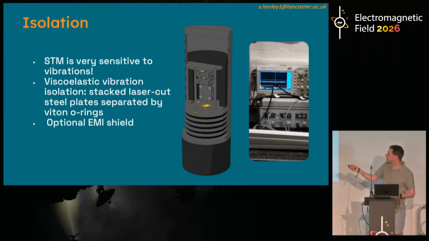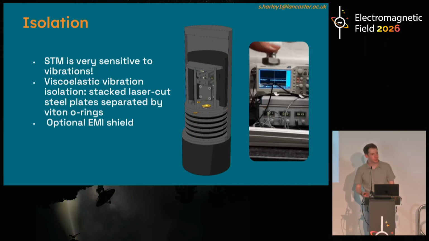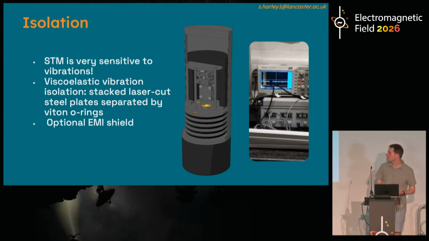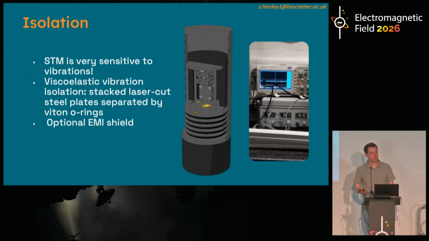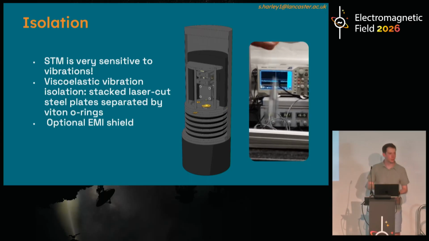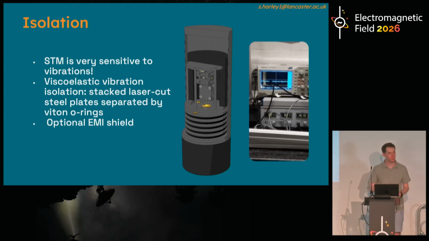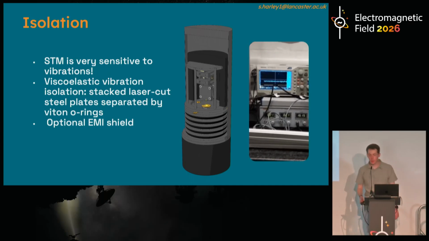So if you don't have some kind of vibration isolation in a normal environment, you have no chance of doing one of these measurements. So what I built into this instrument was a stack of alternating steel discs and soft Viton O-rings. So at each stage, this damps some of the vibrations as they move up from the base towards the more sensitive part of the instrument. And this has been really effective in helping to keep those vibrations away.